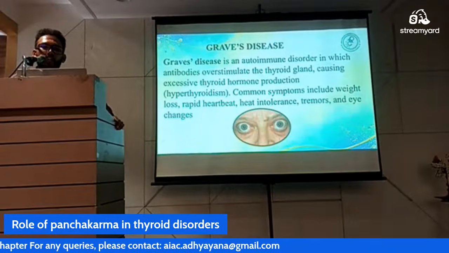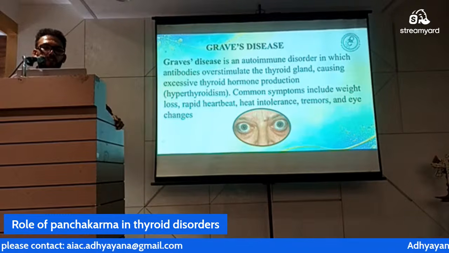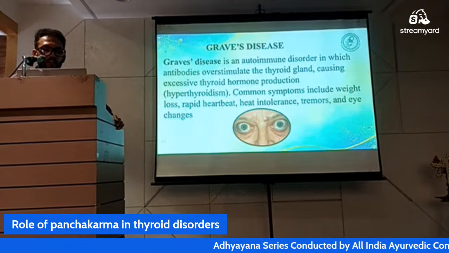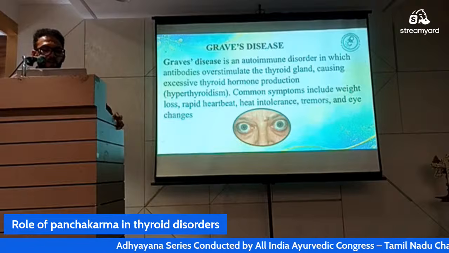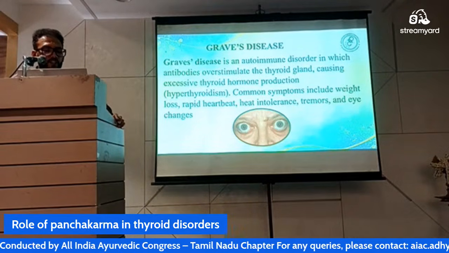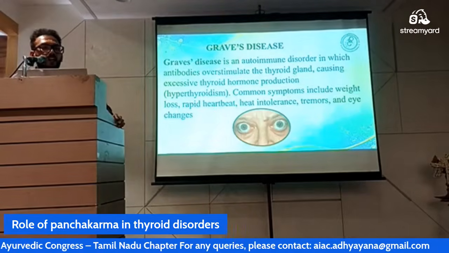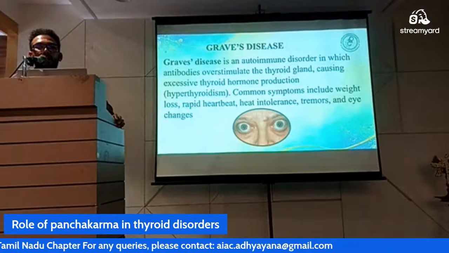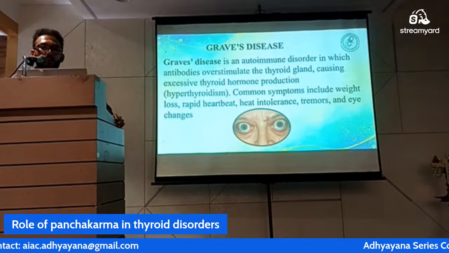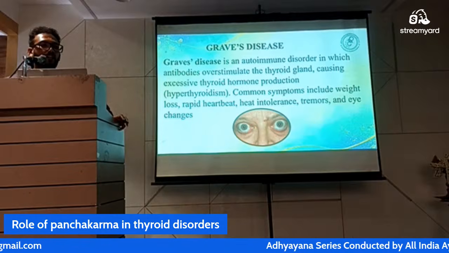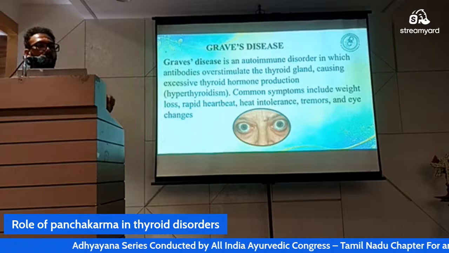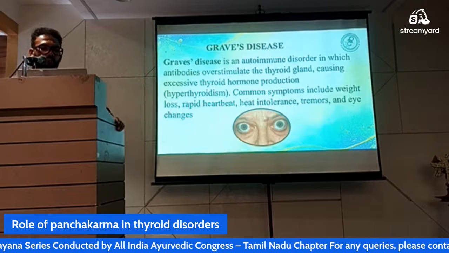Similarly, we have Graves' disease. Graves' disease is an autoimmune disorder in which antibodies overstimulate the thyroid gland, causing excessive thyroid hormone production, that is hyperthyroidism. Common symptoms include weight loss, rapid heartbeat, heat intolerance, tremors, night terrors. So here, Graves' disease is an autoimmune condition where there is excess thyroid hormone production, which leads to symptoms of hyperthyroidism. So these three are different diseases and not complications of hypothyroidism. Rather, hypothyroidism and hyperthyroidism are symptoms which are seen in these diseases.